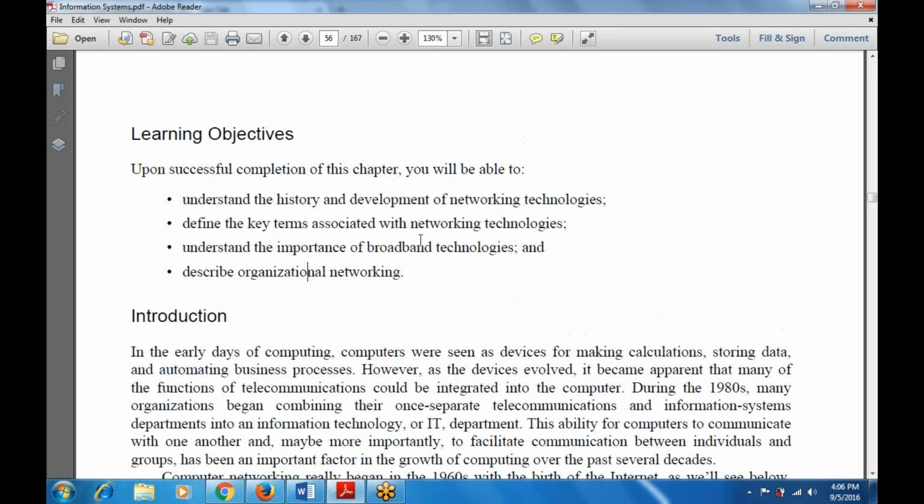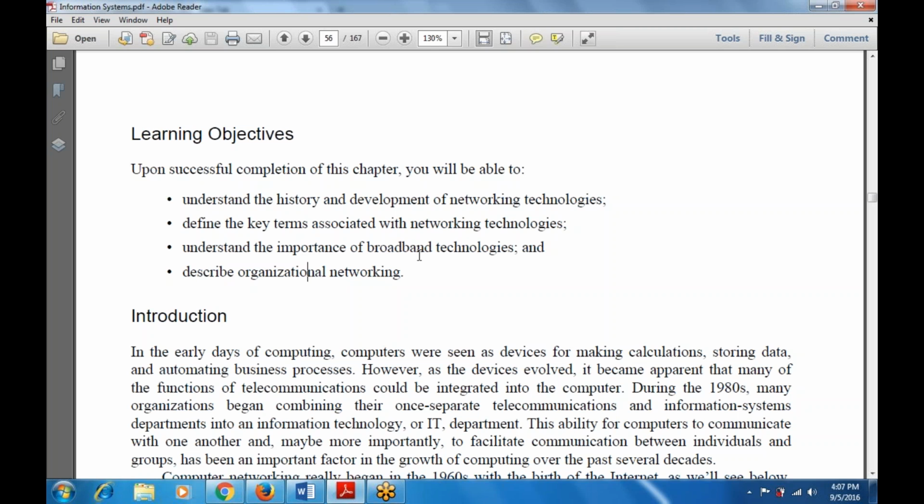I'm repeating again for those who joined the class just now. The first learning objective is to understand the history and the development of the networking technologies. What are the various technologies available in networking? What are the few terms used in networking that denote how to use and develop network concepts?